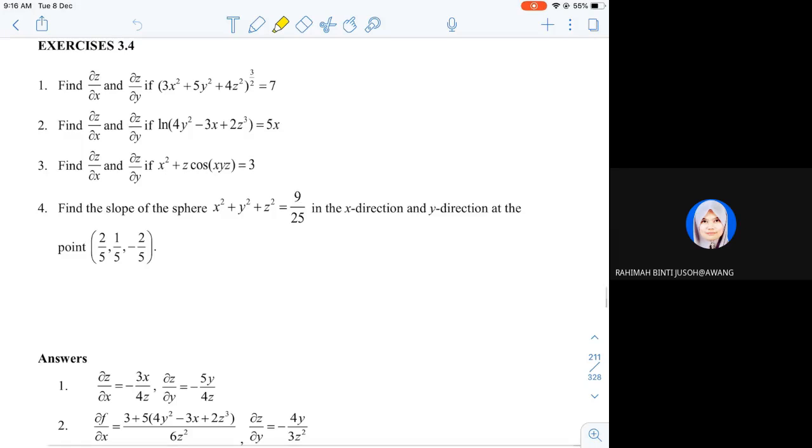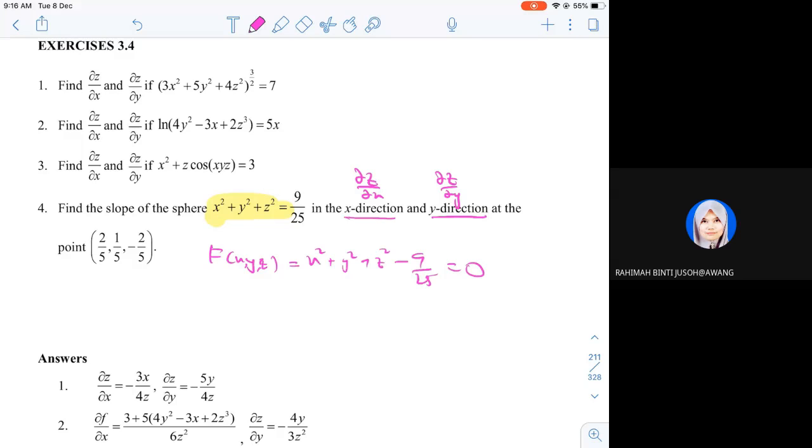Ni senang sangat ni guys. X kuasa 2 tambah Y kuasa 2 tambah Z kuasa 2. Ini kalau you pakai second method lagi senang. You just let your fxyz equals to x squared plus y squared plus z squared minus 9/25. So bila dia nak tanya slope in x direction means dia nak del z over del x lah. Kalau y direction means dia nak del z over del y. So you just use second formula lah, it's better. Okay, and then after that you can substitute the coordinate x, y and z inside the answer.